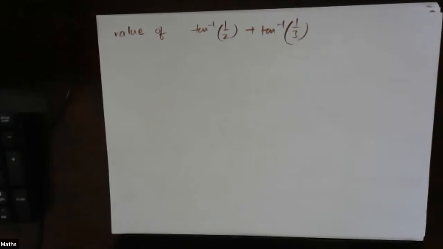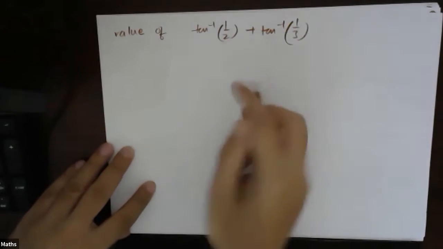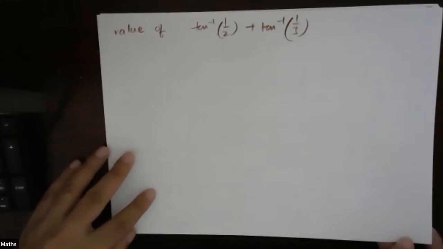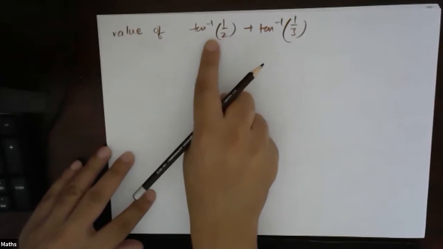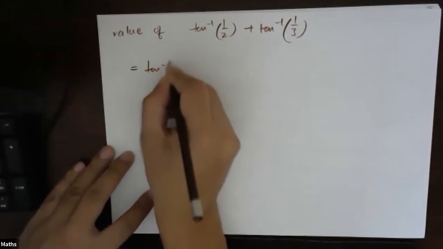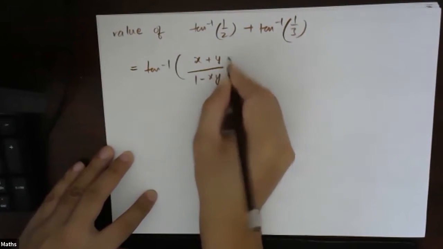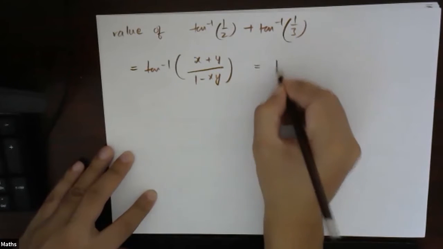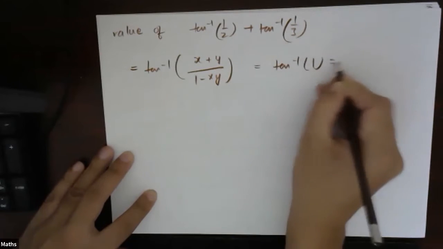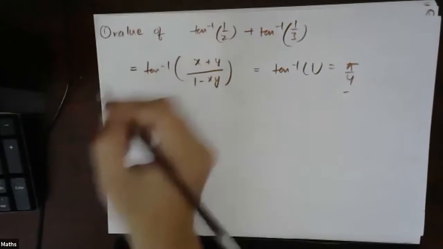Pi by 4. Okay, yes, very good. So let's see. This is the case of the first kind of property where xy is less than 1, right? So this is simply tan inverse of x plus tan inverse of y, which will be simply tan inverse of x plus y upon 1 minus xy. So this will give you tan inverse of 1, which is nothing but pi by 4. Very good, excellent. So this was the first, very simple question.